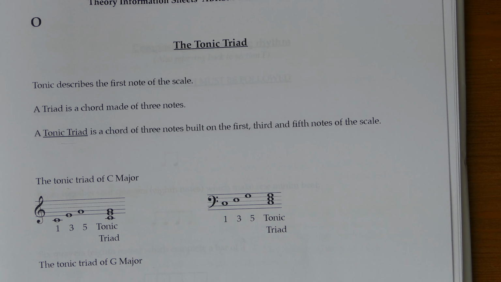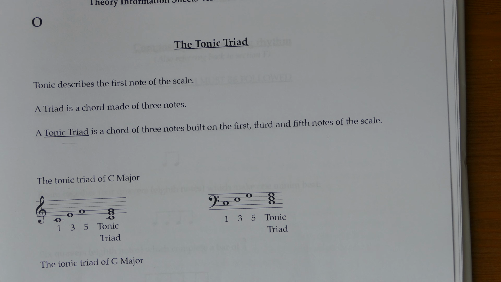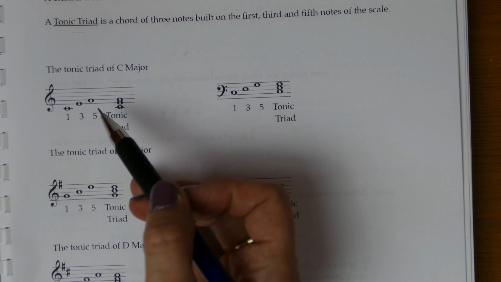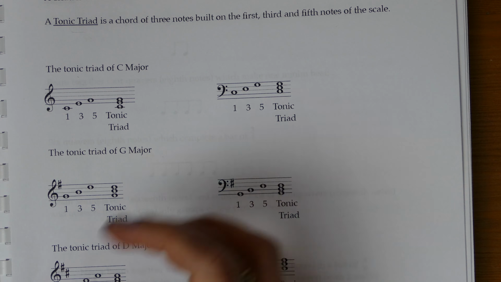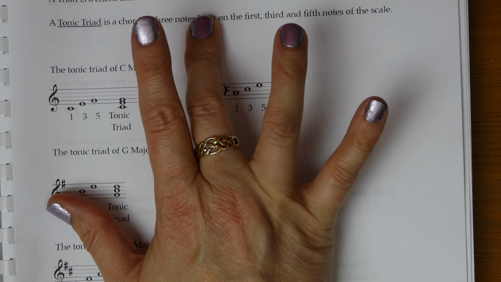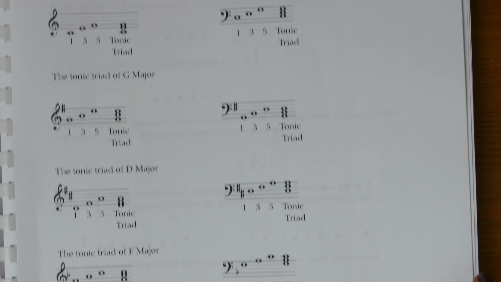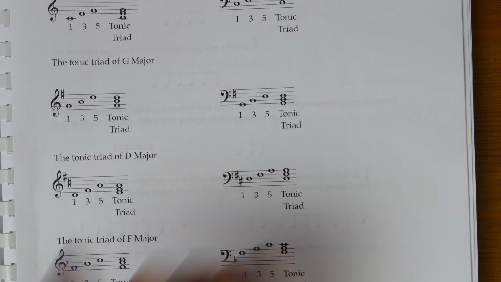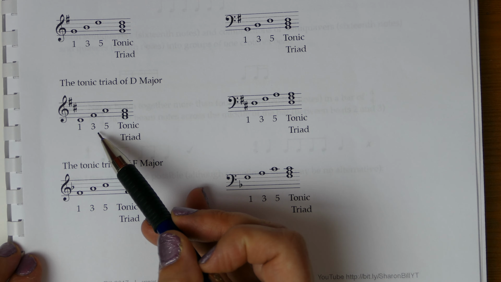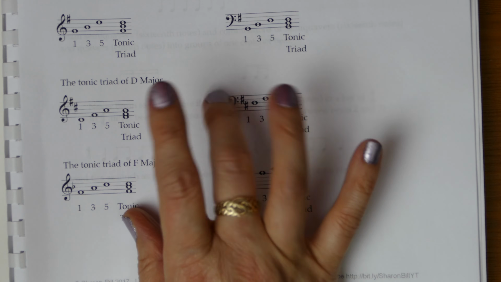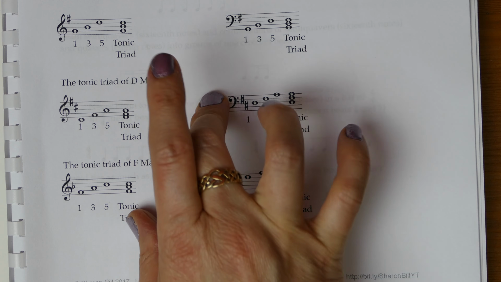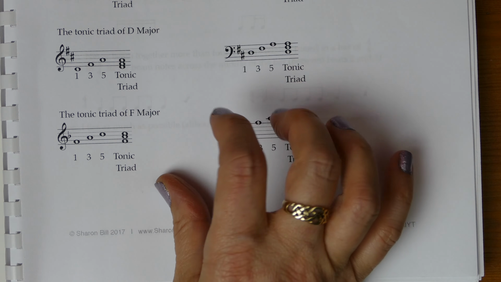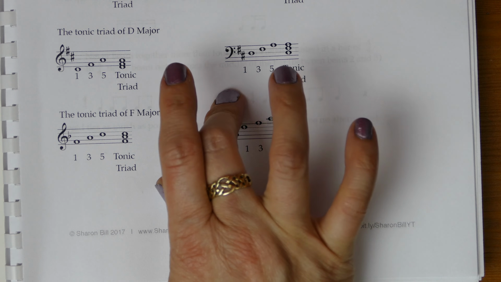And so a tonic triad is the first, the third and the fifth note of the scale. Tonic just meaning first note of the scale. And so literally the tonic triad of C major is C, E, G. The tonic triad of G major is G, B, D. The tonic triad of D major is D, F sharp because of your key signature, A. And the tonic triad of F major is F, A, C.